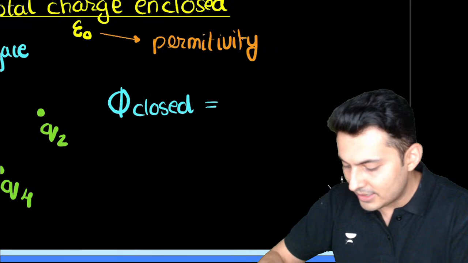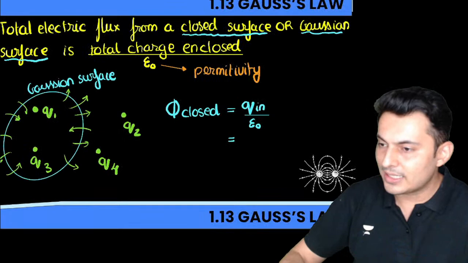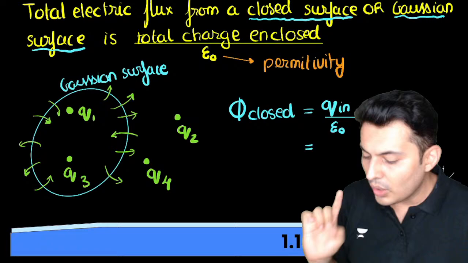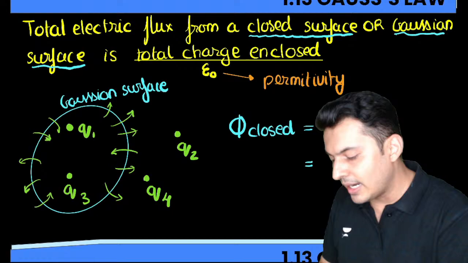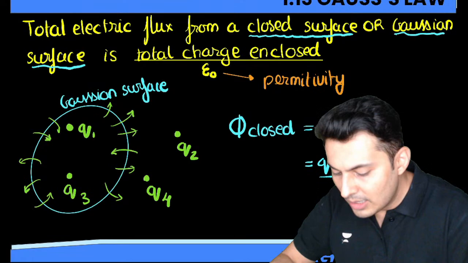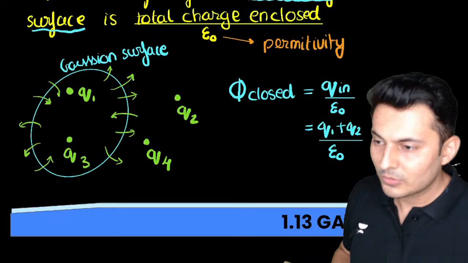nothing but, my dear students, the total charge inside divided by epsilon naught. Now think about it. What is that charge which is inside, you guys tell me? Is it Q1, Q2, Q3 or Q4? I think inside the surface only Q1 and Q3 are there, because I can clearly see Q2 and Q4 are outside the surface. Only these two charges are inside. So technically, this should be just Q1 plus Q2 divided by epsilon naught. Everybody agrees with this? Excellent.